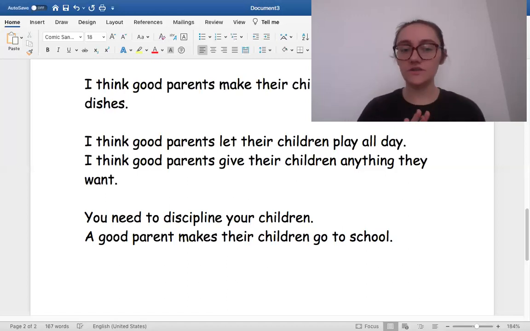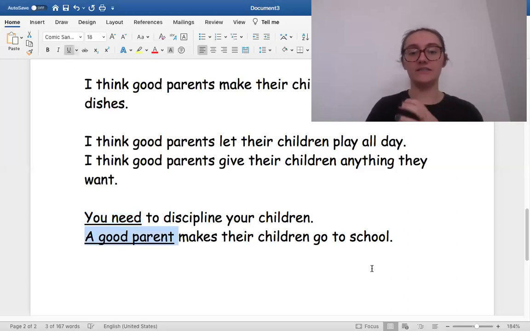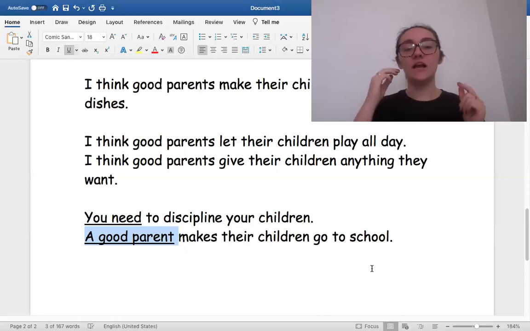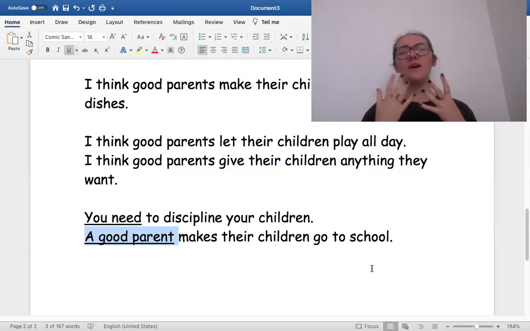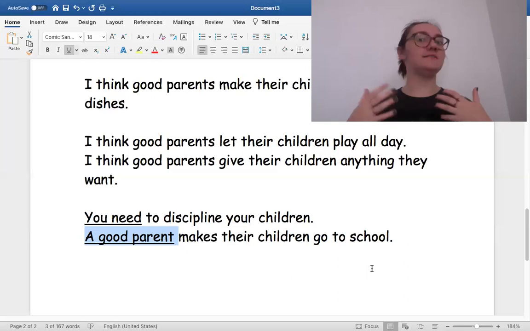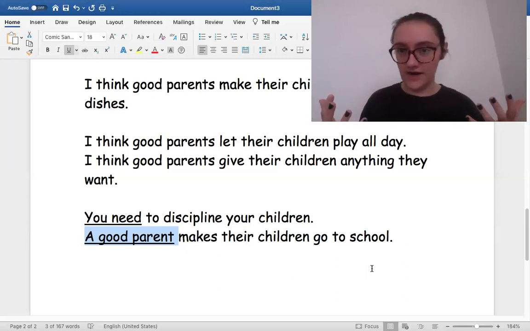Now, when you use these words together, you need, or if you answer the question by saying a good parent does this, a good parent makes their children go to school, instead of sounding like an opinion in English, you're making it sound like that is the only way. And for questions like this, it's kind of hard because being a good parent is different everywhere and everybody has their own opinions, right?